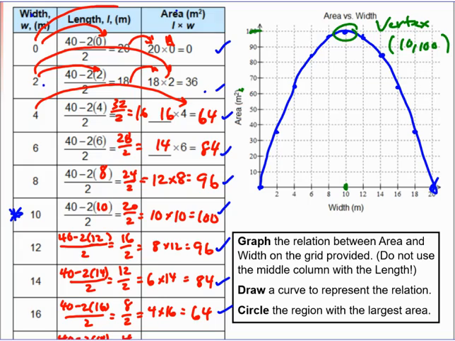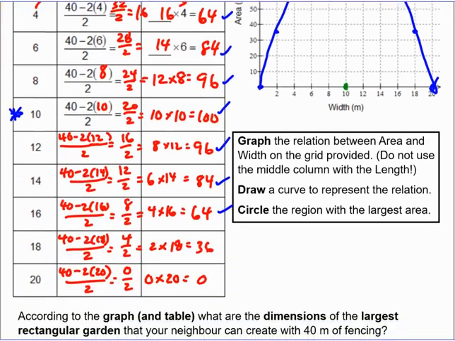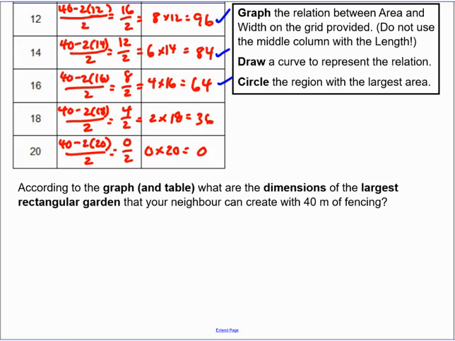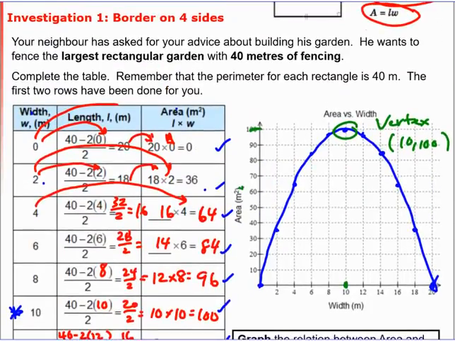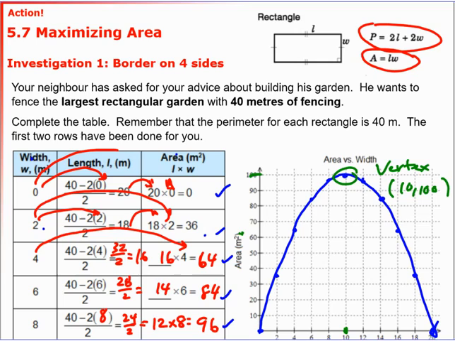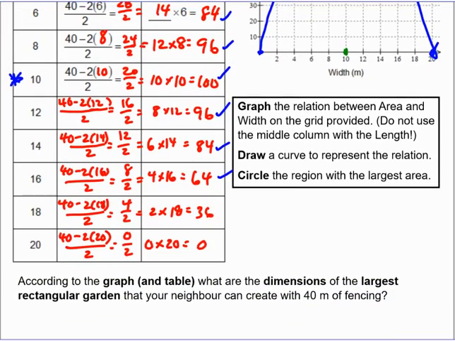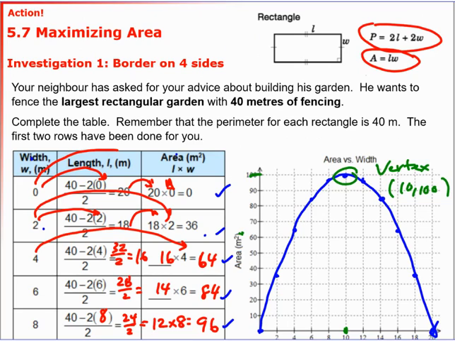All right, what conclusions can we gather? According to the graph and table, what are the dimensions of the largest rectangular garden that a neighbor could create for 40 meters of fencing? While looking again, what are the dimensions? 10 width for 100 area. But what is the length? If we don't know the width, what's the length? Okay, so we need to look here at where we got our answer.